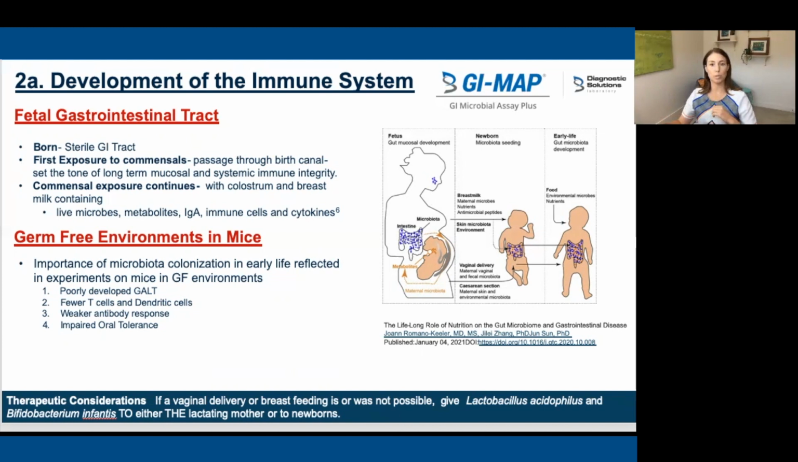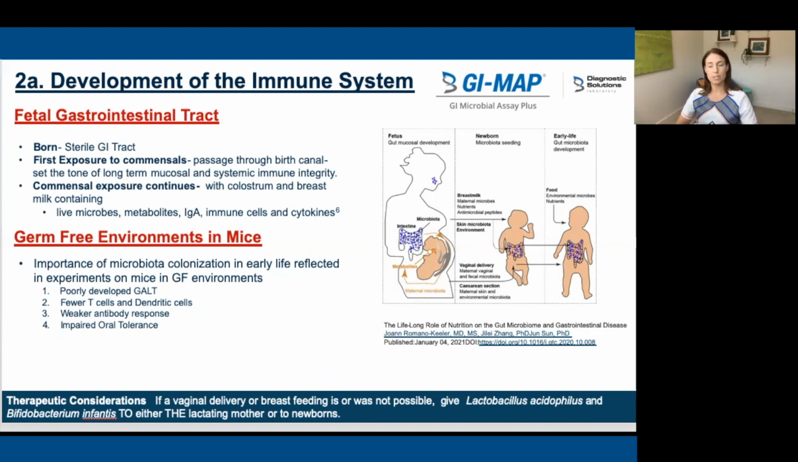These exposures will continue with the consumption of colostrum and breast milk. And so these early interactions are really important to set the tone of long-term mucosal and systemic health. Obviously, this is not everybody's process. For whatever reason, vaginal deliveries and breastfeeding are not always possible.